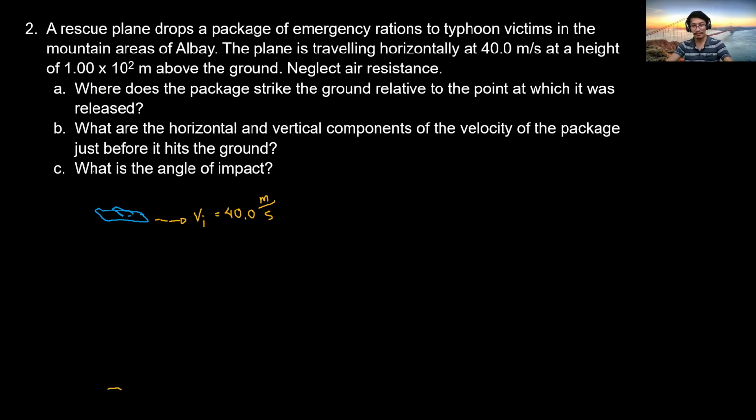So if this is the ground, then this is 1.00 times 10 to the power of 2, that is 100. So 100 na lang ilalagay ko dito. 100 meters. But take note, how many significant figures is that? Three. So these zeros here are significant. This is our dy. So anong case ito? Case 2, tama? Horizontal ito.